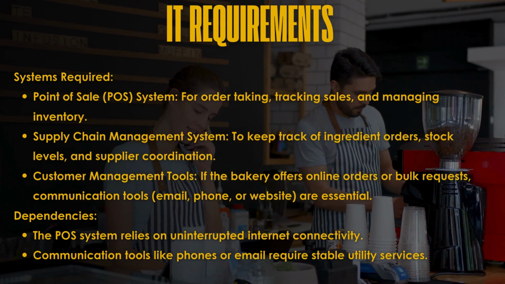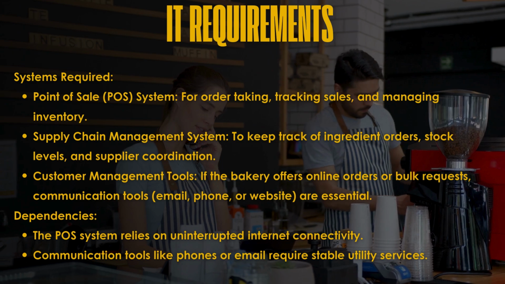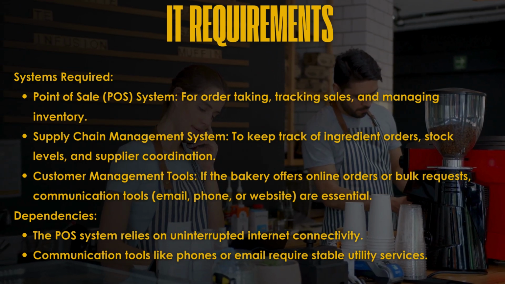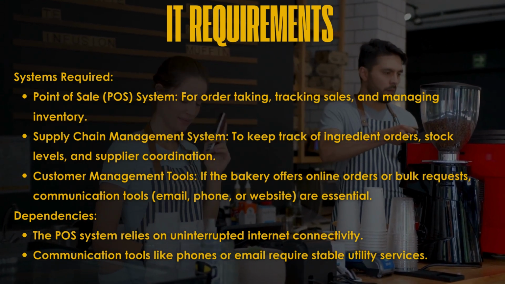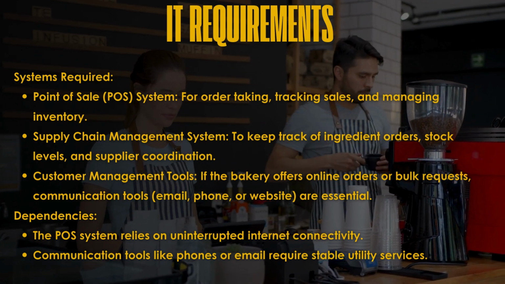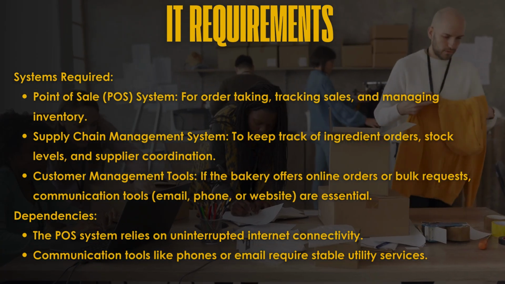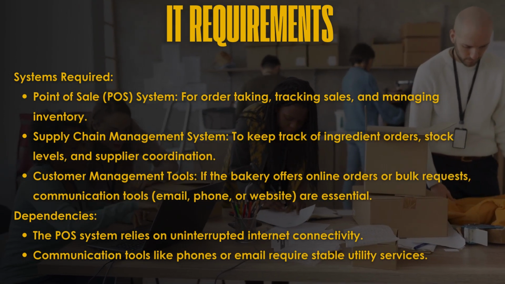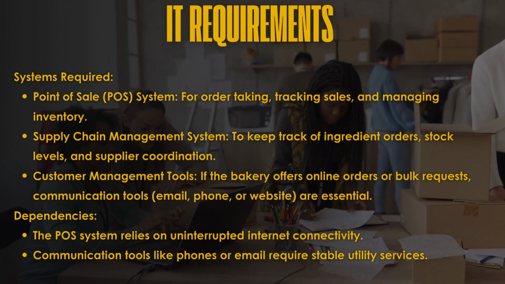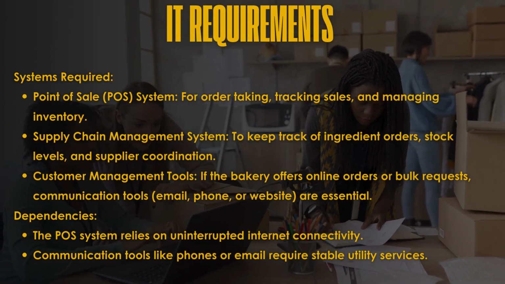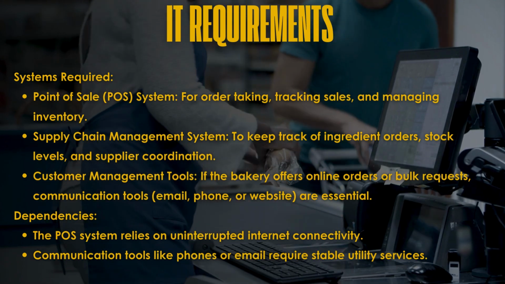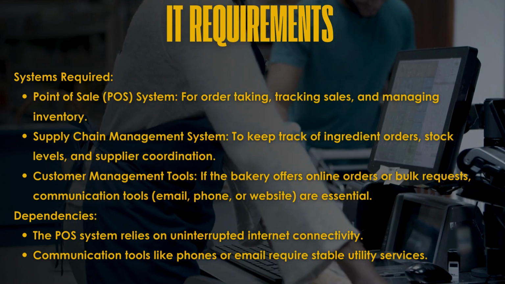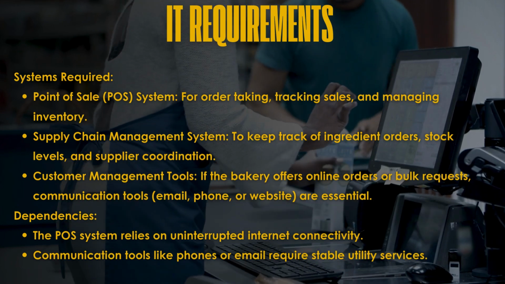The systems that are required are the point-of-sale system for order tracking, tracking sales, and managing inventory, supply chain management system to keep track of ingredient orders, stock levels, and supplier coordination, and customer management tools. The bakery offers online orders or bulk requests. It needs communication tools like email, phone, website. They're essential. And it's also identified dependencies. The point-of-sale system relies on uninterrupted internet activity, and the communication tools like phone, email require stable utility services.